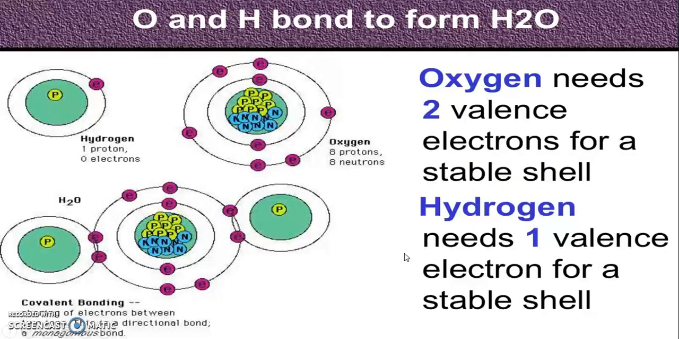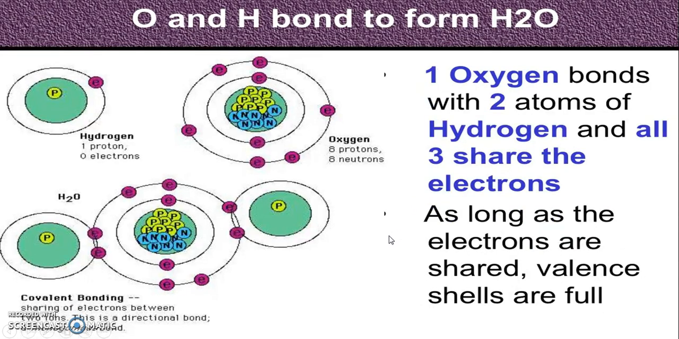So oxygen needs to have 2 valence electrons to be stable. Hydrogen needs 1 to be stable. So we end up duplicating that hydrogen. So there you go. 1 oxygen will then bond with 2 atoms of hydrogen, and all 3 share electrons. And as long as the electrons are shared, the outer shell is full.